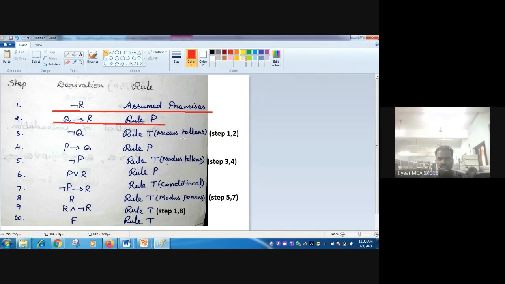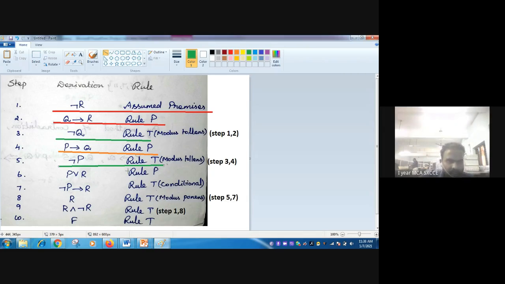But by using modus tollens for the first two steps, we are able to get negation Q. Combine the first two and you will be getting negation Q. Then once again, this is the given premise. Then by applying modus tollens for steps 3 and 4, we are able to get negation Q.